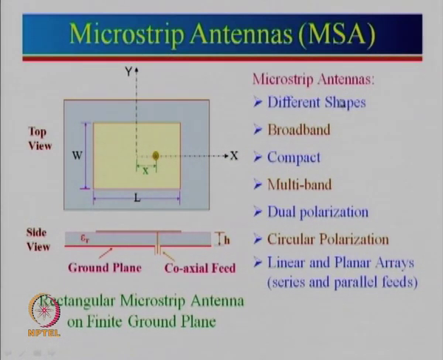We will start with the rectangle, but we will look at different shapes of the antenna. Then we will look at several configurations, how to increase the bandwidth of the antenna. We will also see how to make this antenna a compact antenna. Then multi-band can be realized. We will also see how dual polarization can be achieved, that is horizontal or vertical. We will also see how circular polarization can be obtained, and then we will look at linear and planar arrays. We will look at different types of feed also, series feed, parallel feed, and even how to use a combination of the feeds.